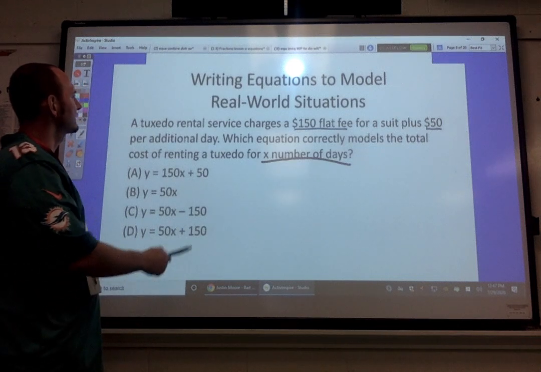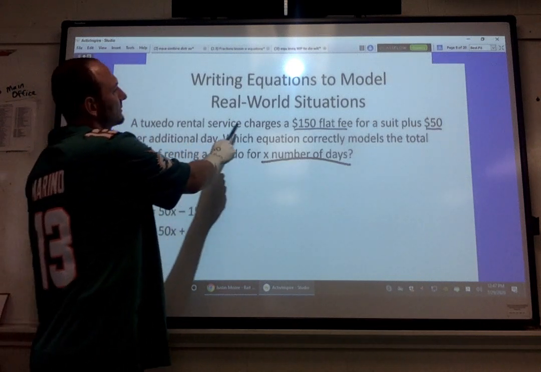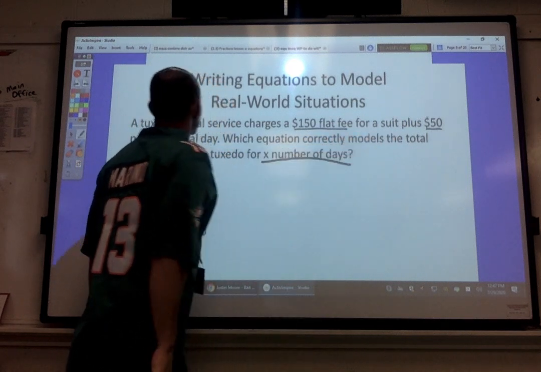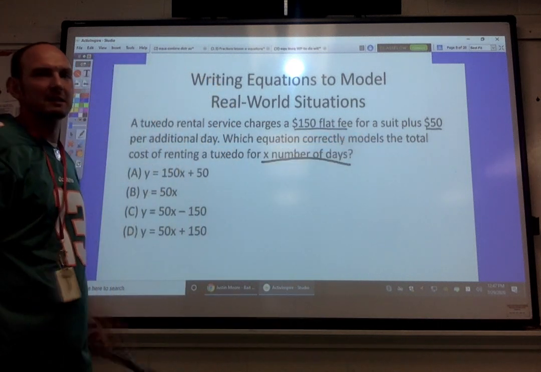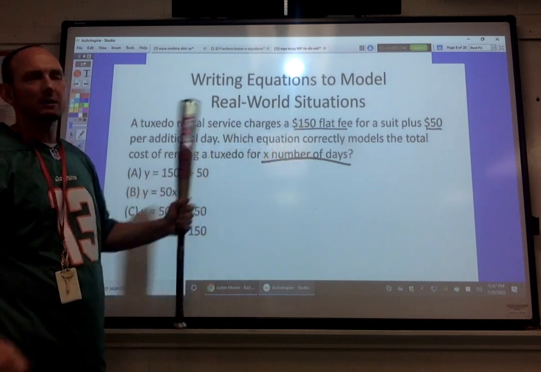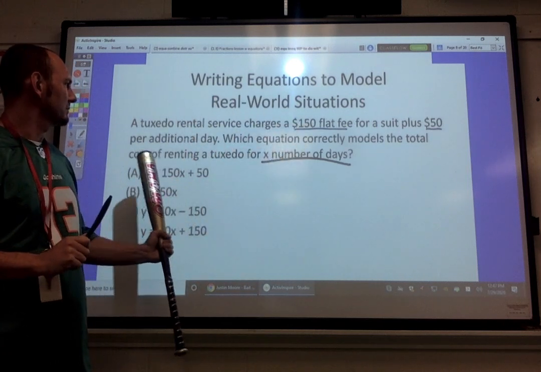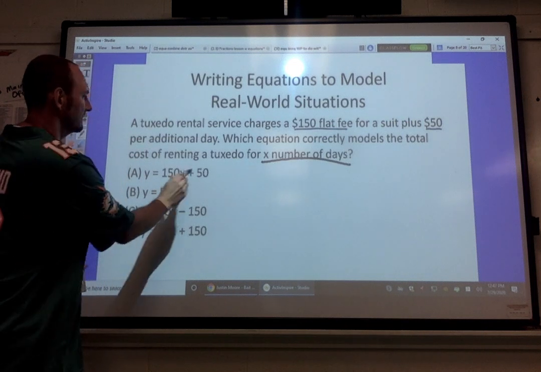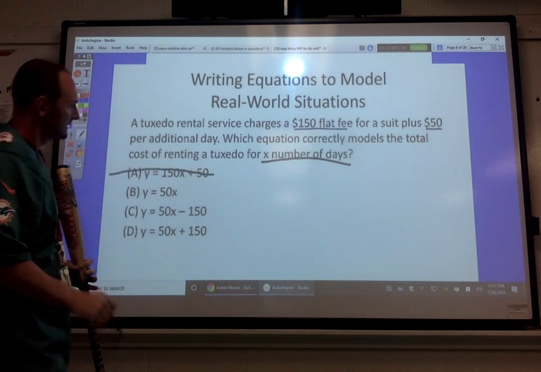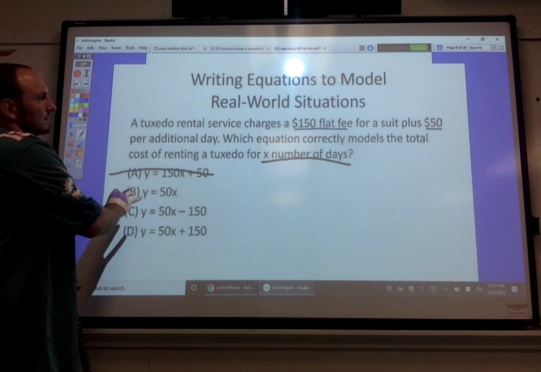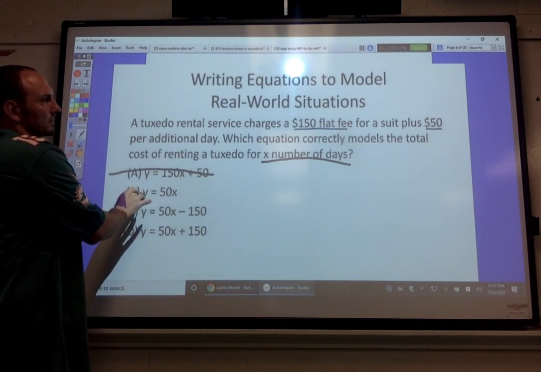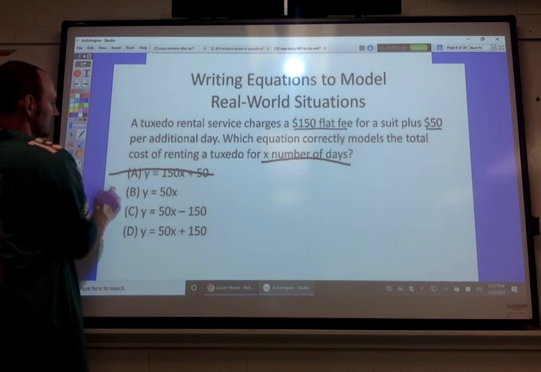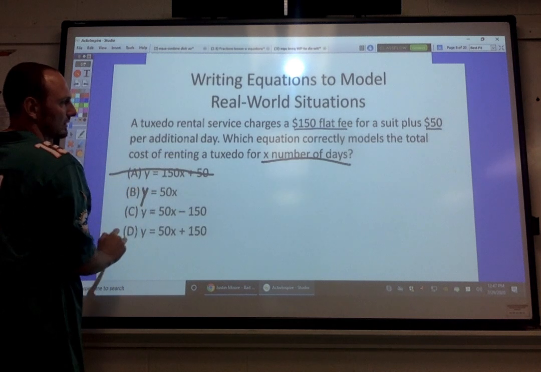Let's see if that makes sense. Tuxedo rental charges $150 flat fee for a suit plus $50 a day. So is 150 being a one-time fee need to multiply the number of days? No. So that does not make sense. So, Y is supposed to represent the total cost. So this is, well, circle that. The Y is the total cost.